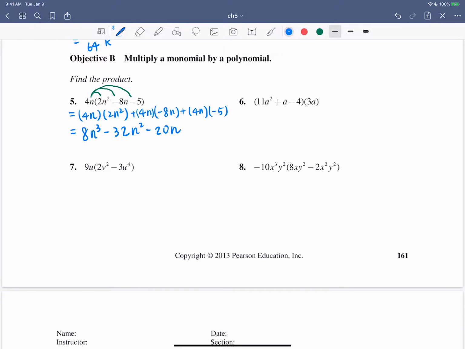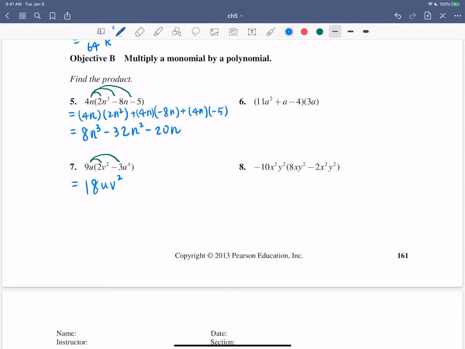Number 7, same idea. There's one term outside, 2 terms inside. We apply the distributive property to get rid of the grouping symbol. This time I'm going to multiply right away without writing it out. First, 9 times 2, that is 18. U times v squared, it's just uv squared.